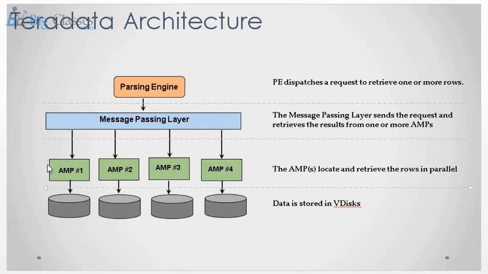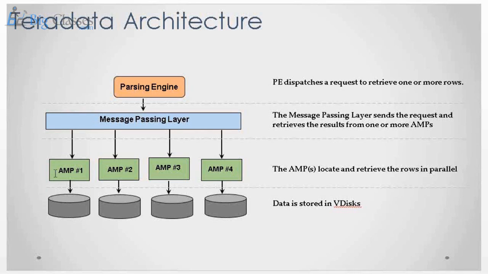Why it's required is, whenever, for example, I insert 10,000 rows into this table, all the 10,000 rows will be divided between all the AMPs. So each AMP will insert 2,500 rows. This processing will run in parallel. For example, if you assume that inserting one row takes 1 second, in the normal process, inserting 10,000 rows will take 10,000 seconds.